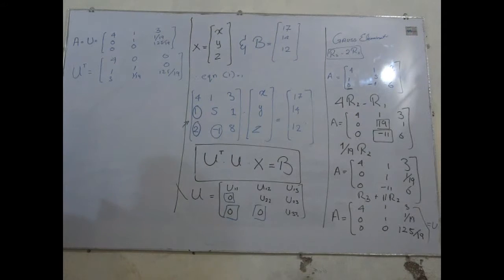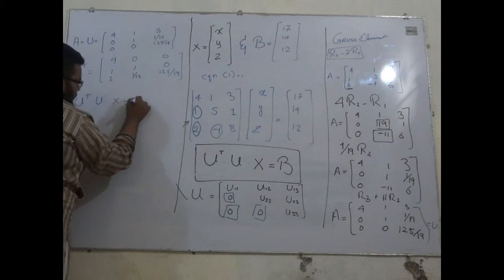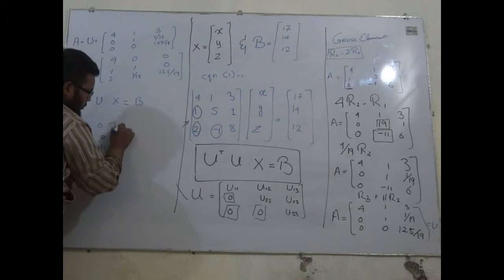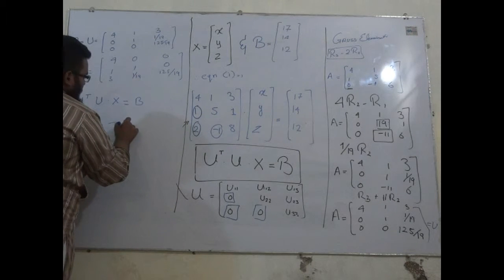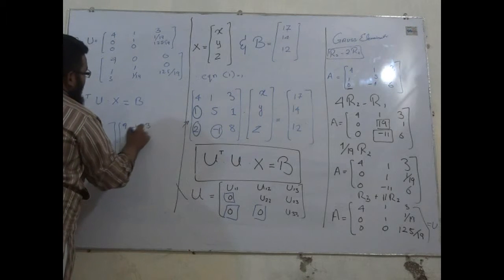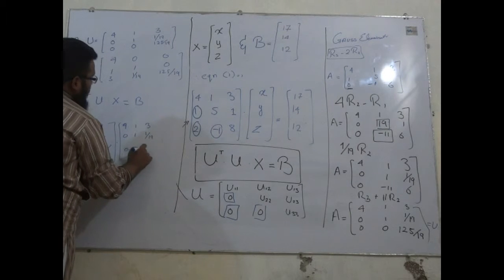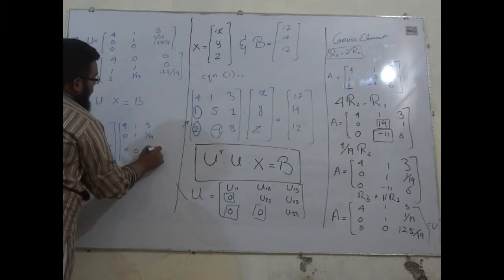Okay. Now by putting these values into our formula, which is U transpose into U into X is equal to B, we get 4 0 0, 1 1 0, 3 1 over 19, 125 over 19 into U, which is 4 1 3, 0 1 1 over 19, 0 0 and 125 over 19.